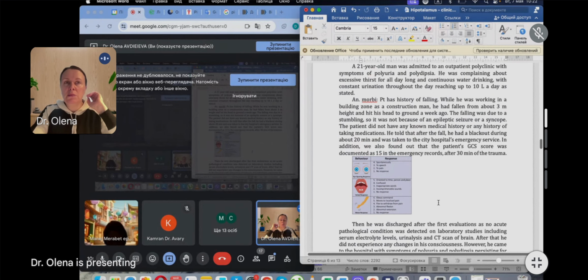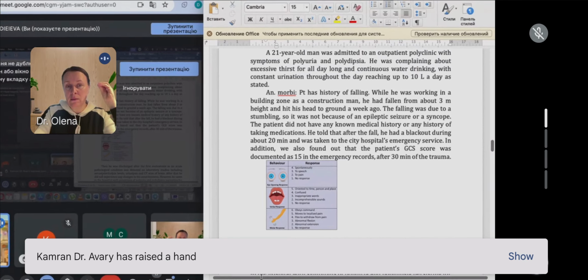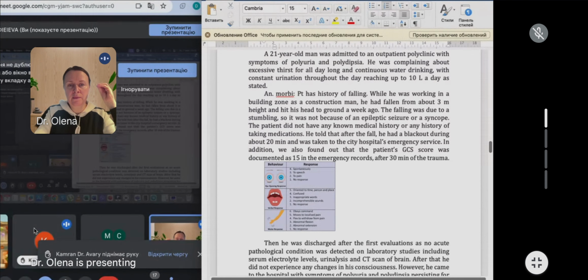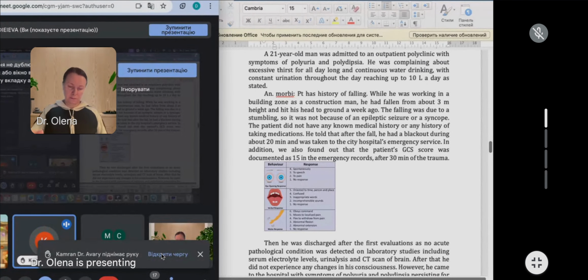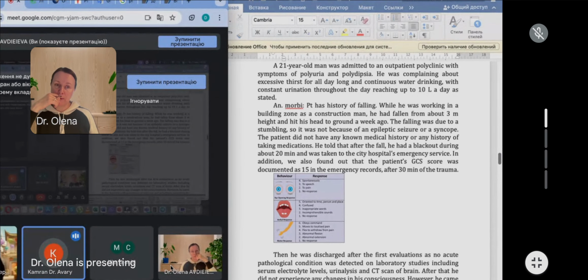So, what problem can you suggest in our patient? What are the main symptoms? Hyperaldosteronism. Kamran, what is your opinion? I think he or she has diabetes insipidus. Why? Polydipsia, high thirst, and then the urine specific gravity is also 1003, which is very near to diabetes insipidus. Too low, yes. Specific gravity is a marker of diabetes insipidus.